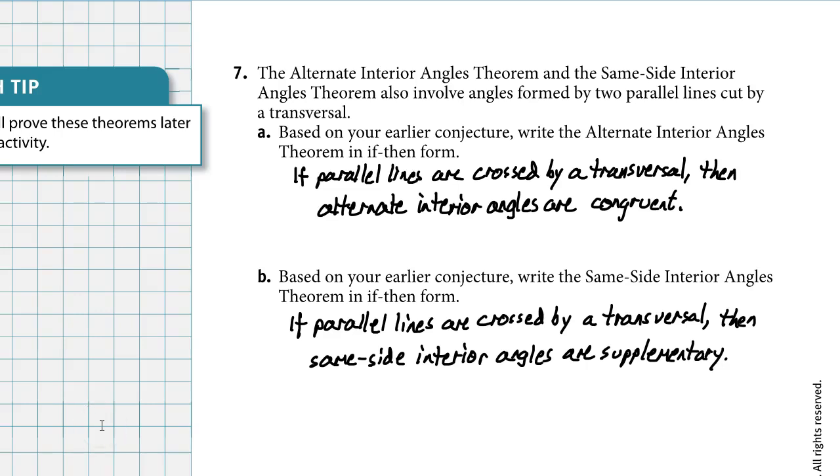In number 7, we're asked to write the other two conjectures that we made using if-then form. So we have if parallel lines are crossed by a transversal, then alternate interior angles are congruent. And our other one, if parallel lines are crossed by a transversal, then same side interior angles are supplementary. I'm going to pause the video. Please add both of these theorems to your notes page that you're going to use the rest of the year.